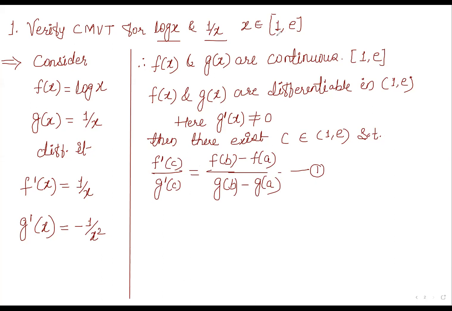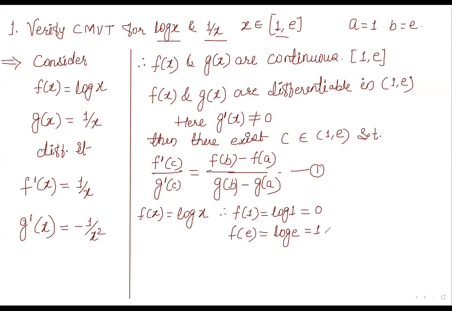Now the interval is 1 to e, so here a is equal to 1 and b is equal to e, where f of x is equal to log x. Therefore f of 1 is equal to log 1, and log 1 is equal to 0. Then put x equal to b, that is f of b. So f of e is equal to log e, and log e is equal to 1. Now g of x, we have 1 upon x. So g of 1 is equal to 1 and g of e is equal to 1 upon e.